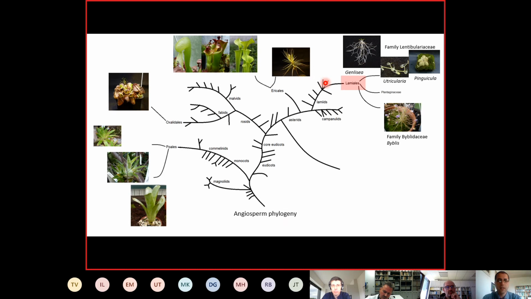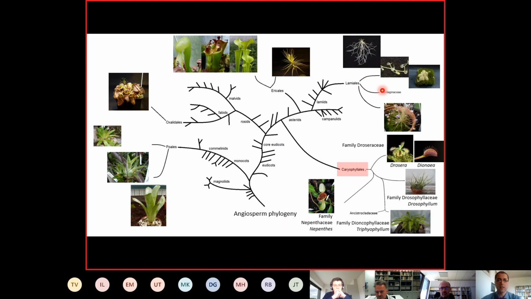Possibly the richest clade for carnivorous plants is the order Lamiales. It might be due to the abundant defensive glandular hairs that are present on many plants in this order and which serve as a sort of pre-adaptation for carnivory. We currently recognize three clades of carnivorous plants: the family Lentibulariaceae, the family Byblidaceae, and the recently described genus, unfortunately without a picture, Philcoxia from the family Plantaginaceae.